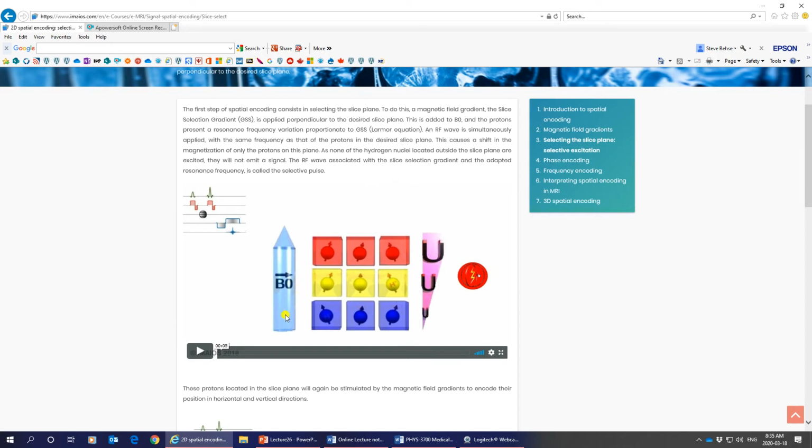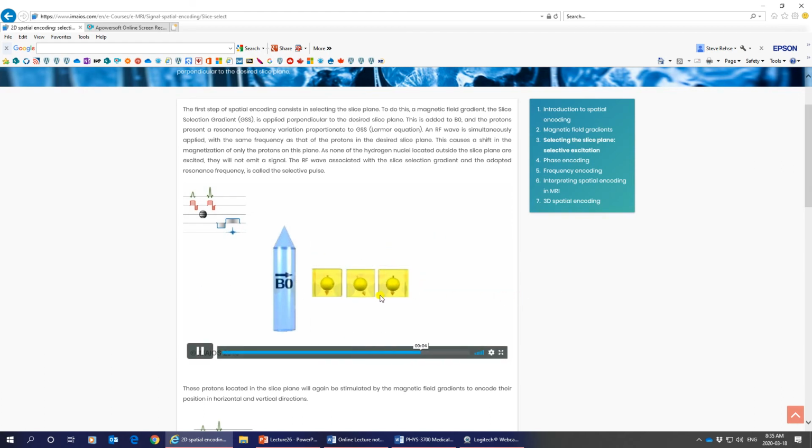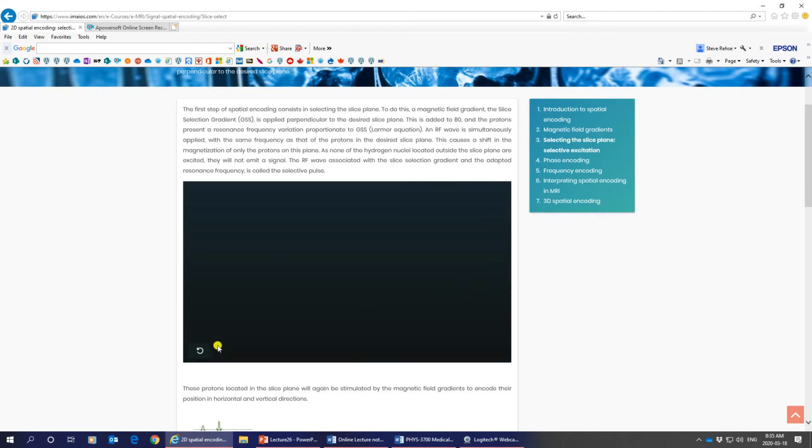So let's take a look here. So here's our main field, B naught. Here's our gradient right here. And so it just means that each slice of the patient is feeling a slightly different magnetic field, which means when you apply the RF, only one of those slices is on resonance with the patient. All right. So see this? In this case, it only excited that center slice.